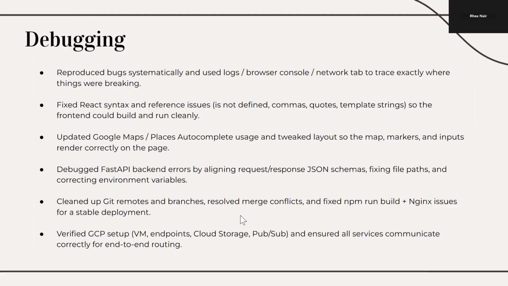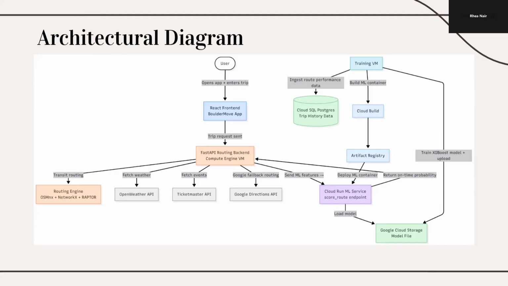The image is then pushed into the Artifact Registry, which is Google's container registry. When the ML features are pulled, the model is loaded, and the response is sent back to our FastAPI backend, which shows us the prediction for the on-time probability.